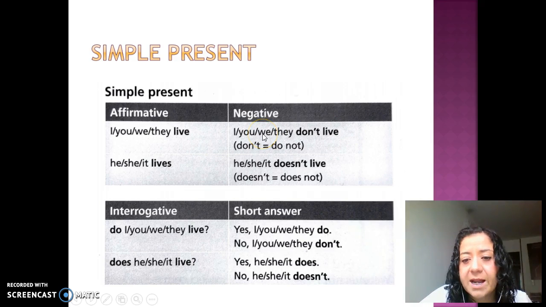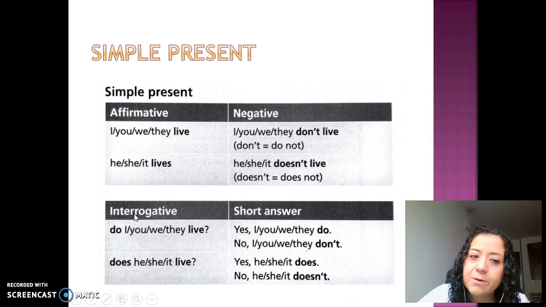When we are talking about the negative, with I, you, we, and they, we say they don't live, we don't live, right? We add don't, which is equal to do not. And then if we have the third person pronouns, he, she, or it, we use doesn't. So he, she, or it doesn't live.